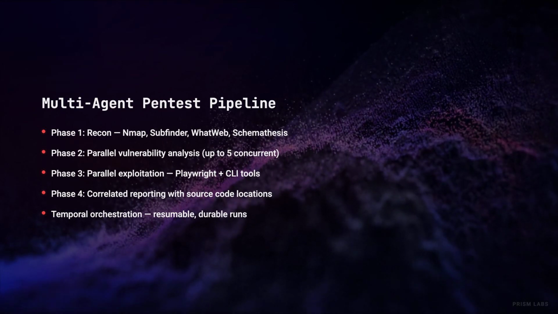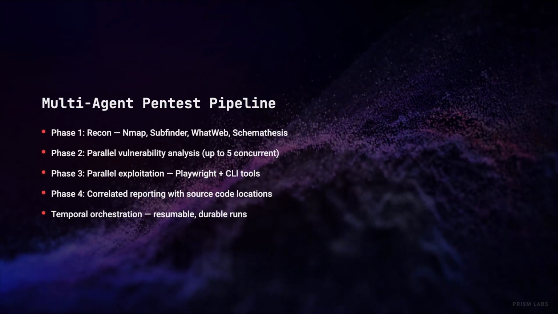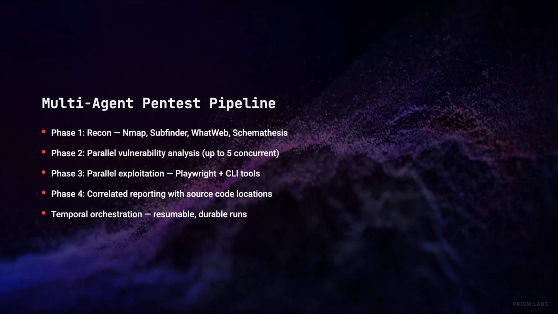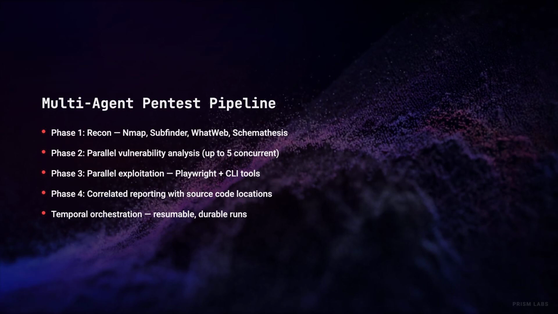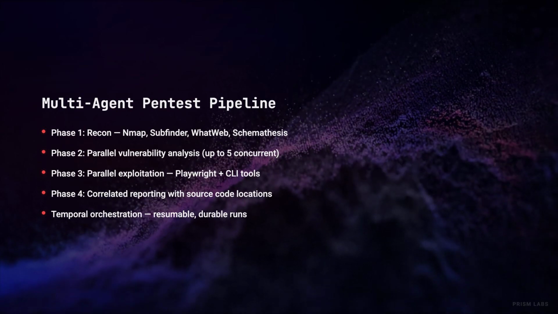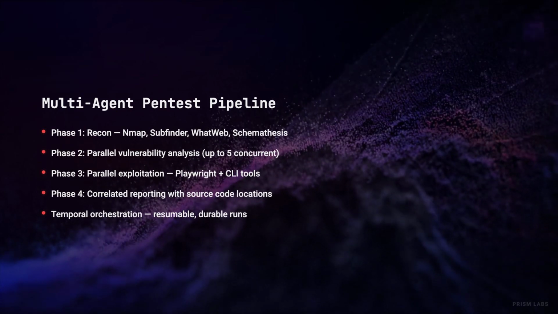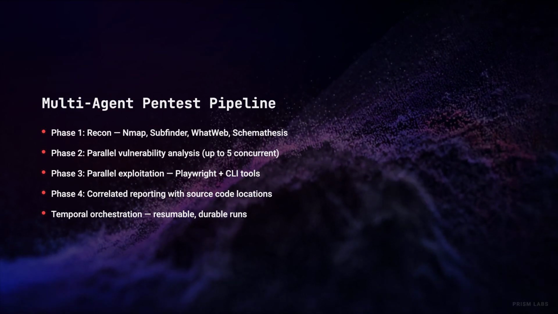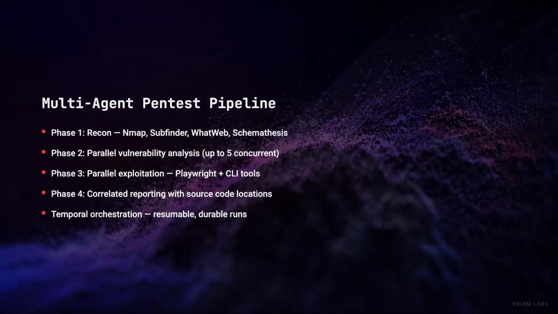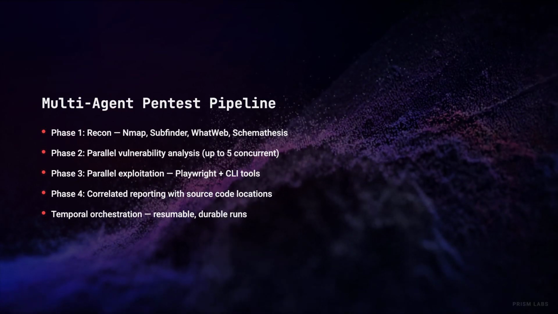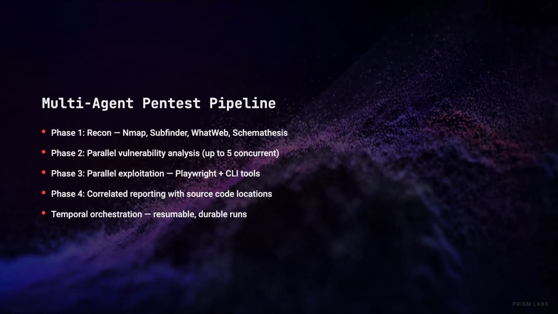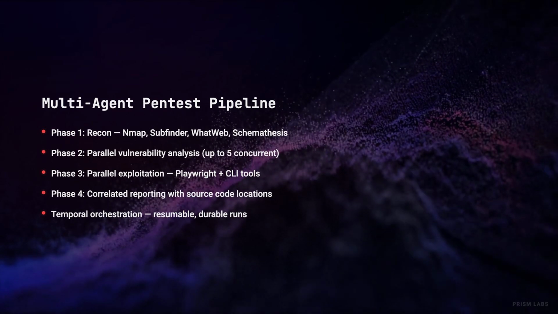The parallel execution is key to performance. Rather than testing one vulnerability category at a time, Shannon runs up to 5 concurrent pipelines, configurable through the max_concurrent_pipelines setting, and the entire pipeline runs on Temporal workflow orchestration, giving it durability. If a run is interrupted, it resumes from where it left off with completed agents skipped.